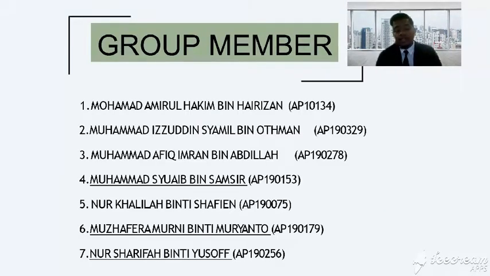The first one is me, Muhammad Amirul Hakim bin Hairizan, AP 190134. Muhammad Izzuddin Syamil bin Osman, AP 190329, Muhammad Afiq Imran bin Abdillah, AP 190278, Muhammad Shuaib bin Samsir, AP 190153, Nur Khalila binti Syafi'in, AP 190075, Muzaffira Muni binti Murianto, AP 190179, Nur Sharifah binti Yusuf, AP 190256.